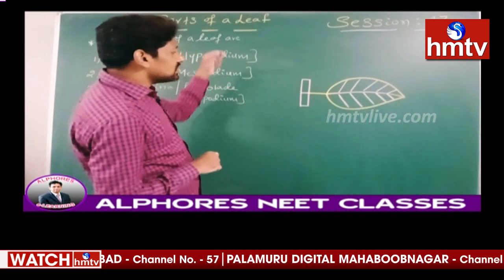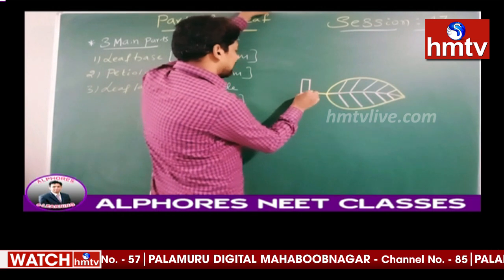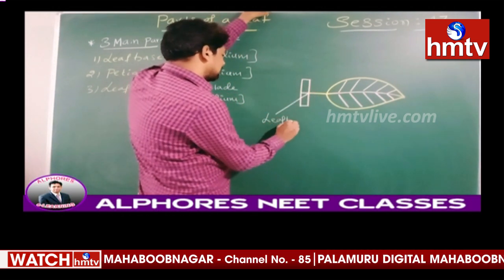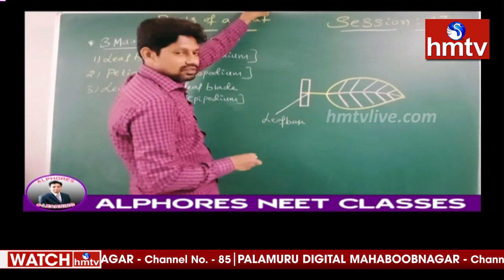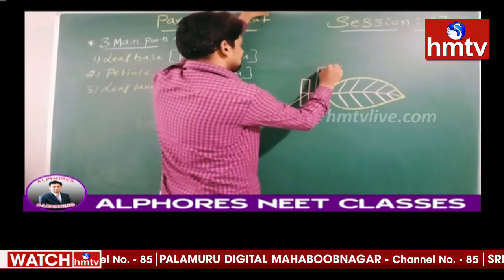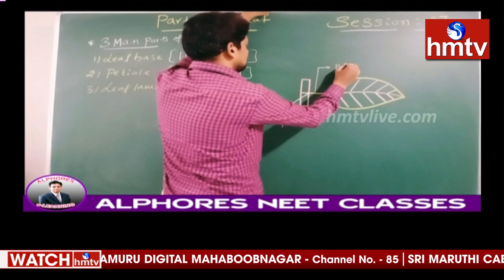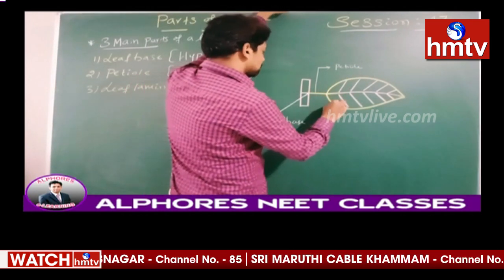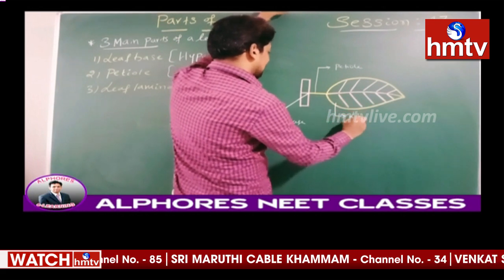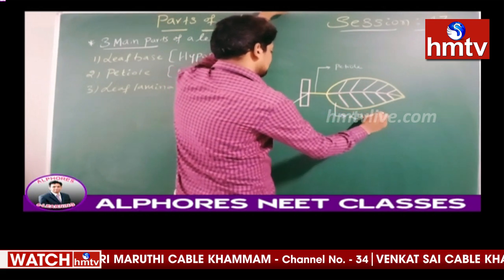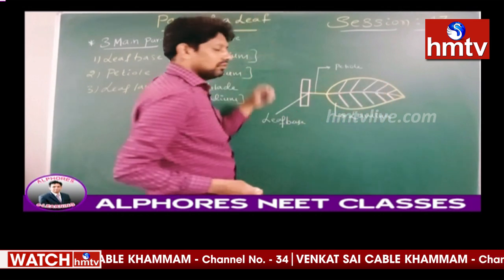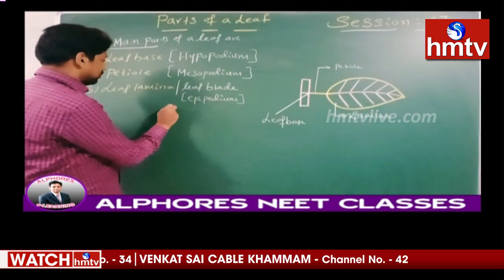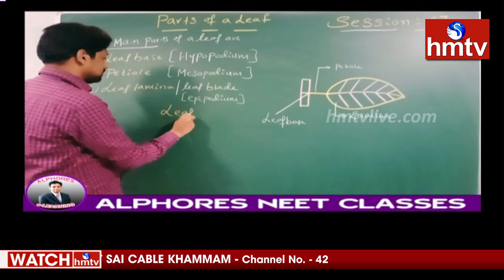If you see the diagram, this is the leaf base. This is the petiole. Whereas this part is called the leaf lamina. Let us go for the first one, the leaf base.